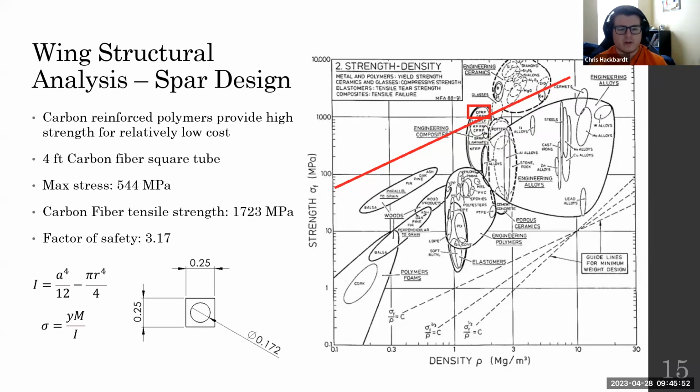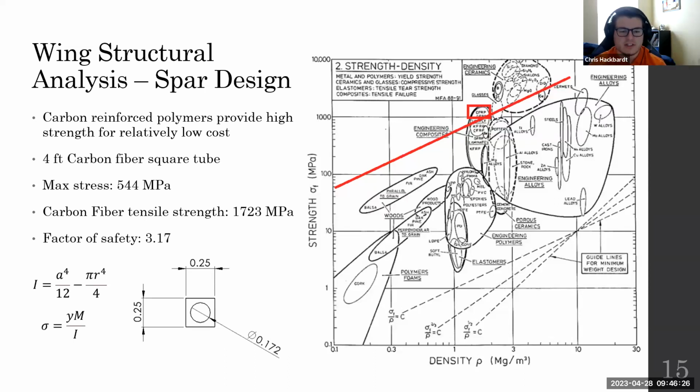So after that, we looked for different manufacturers for carbon fiber tubing. So we found a manufacturer who produced a tube with the cross section shown. We decided to go with two 2-foot sections in the wing, leaving 6 inches on each wingtip without spar, but we thought that would be okay since that's not the maximum stress location.